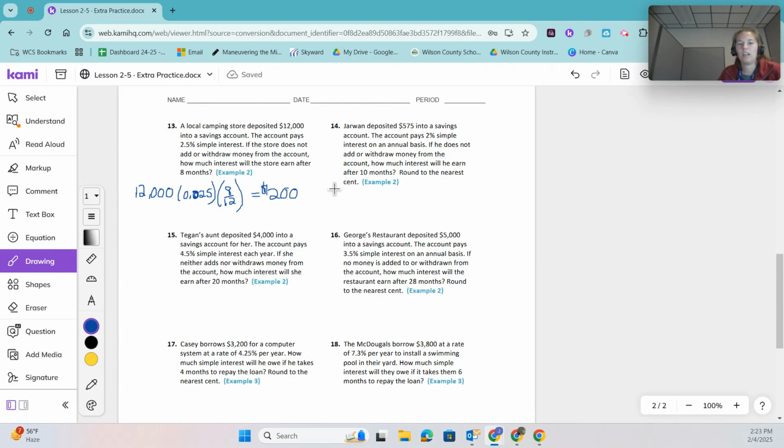Okay, let's look at another one similar to that. When they give you months, you have to turn that into years because remember the time is in years. So Tegan's aunt deposited $4,000 into a savings account for her. The account pays 4.5%, as a decimal, 0.045. If she neither adds nor withdraws, how much will she earn after 20 months? So that's 20 out of 12, because 12 months is in a year.